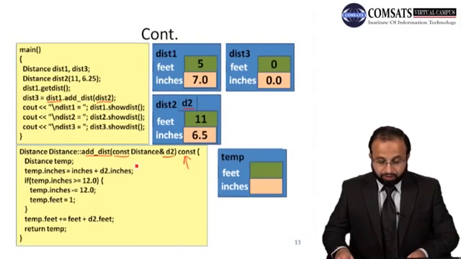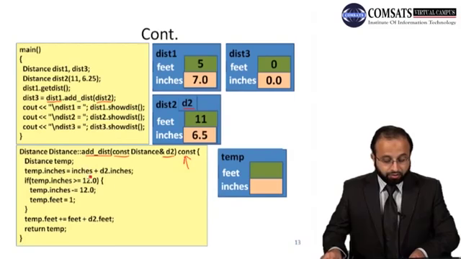So this is a temporary object, temp. Now temp.inches is equal to inches plus d2.inches. These inches are the inches of the object that called this function, that is dest1. So the inches of dest1 is 7.0 and inches of d2 is 6.5. That is 13.5, and that will be assigned to temp.inches, right?